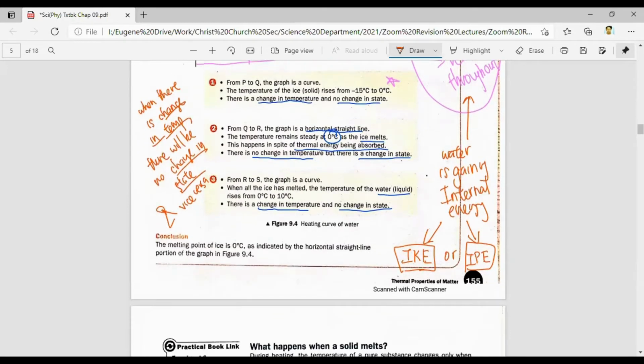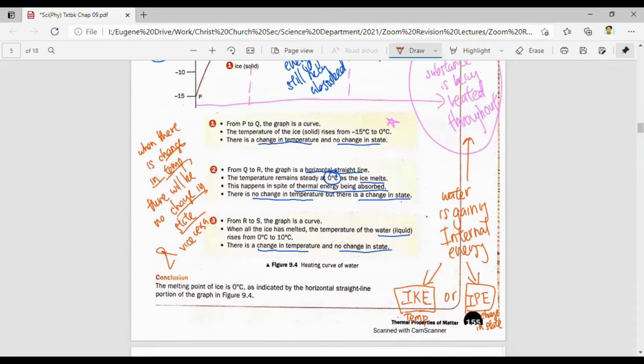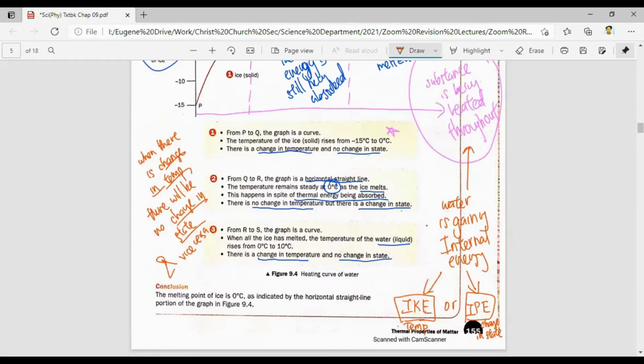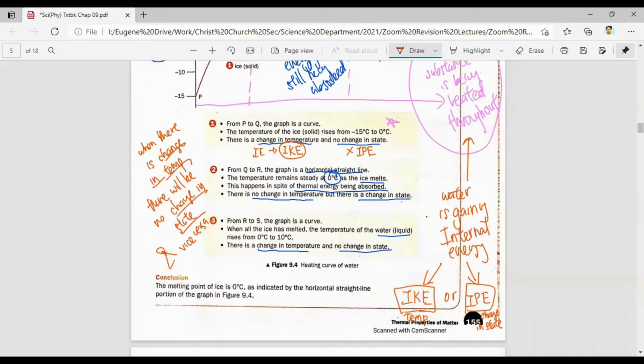Now, I need you to take note of this. Internal kinetic energy is linked to temperature. Internal potential energy is linked to a change in state. So with this basis, if we come back to 1, 2, and 3, what exactly is happening? When there's a change in temperature, the internal energy is being converted into internal kinetic energy. The gain in internal energy is all because of IKE. There's no change in the IPE. Take note of this.